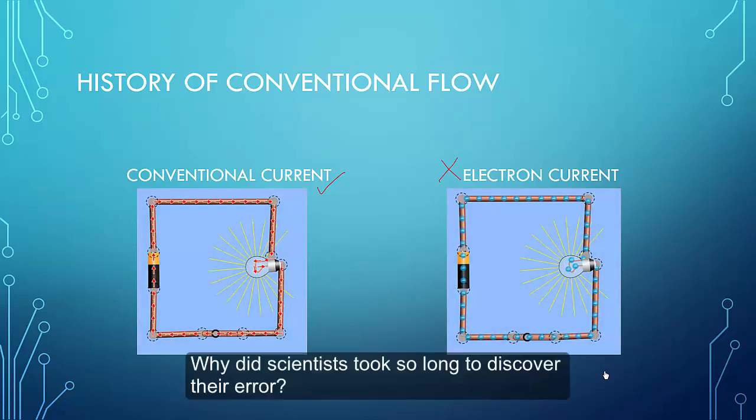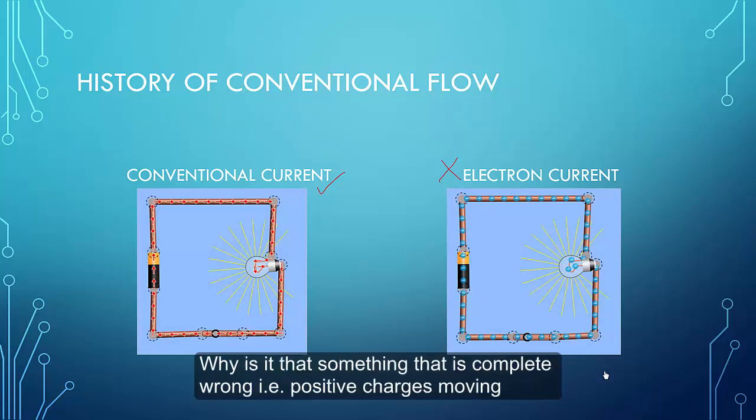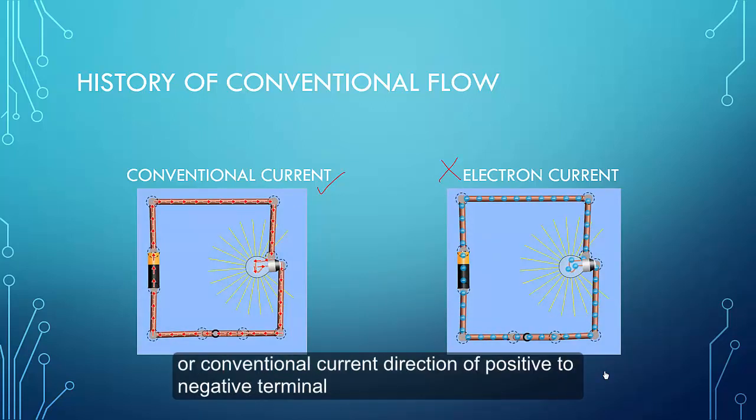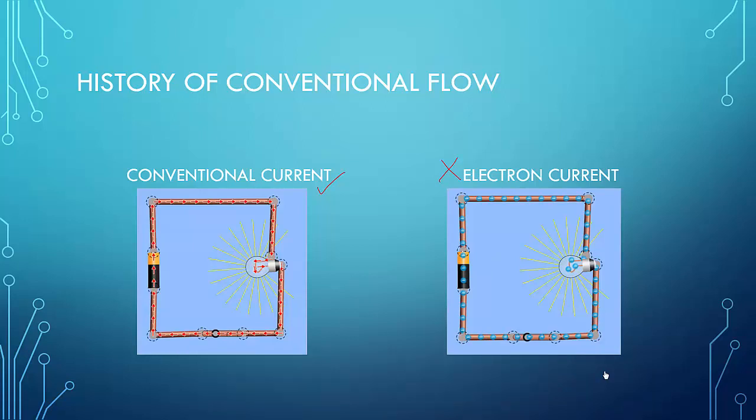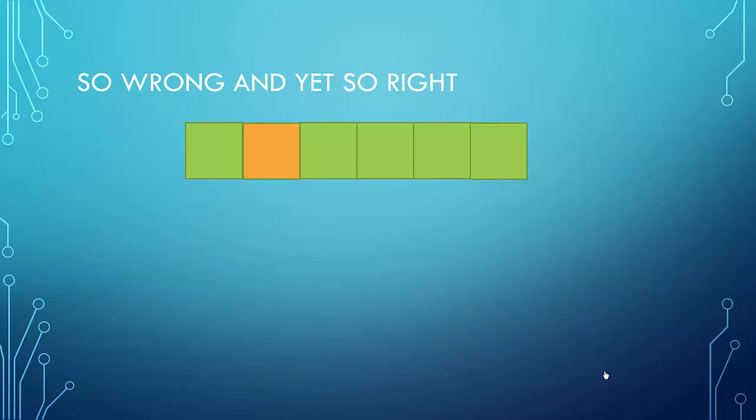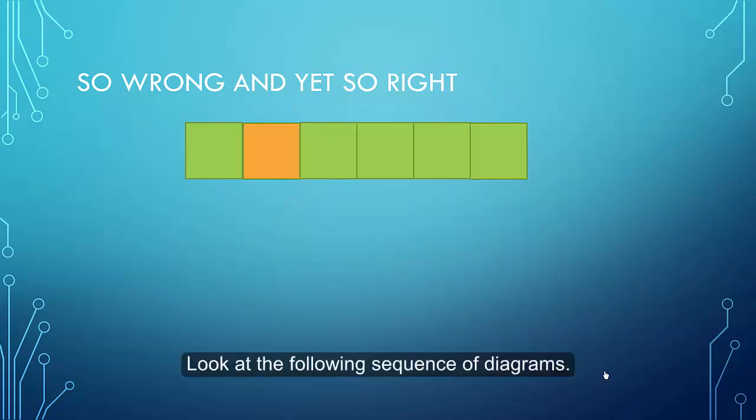Why did scientists take so long to discover their error? Why is it that something that is completely wrong, i.e. positive charges moving in the conventional direction of current from the positive to negative terminal, still works perfectly in designing and analyzing electrical circuits now? Let's use an analogy to explain. Look at the following sequence of diagrams.